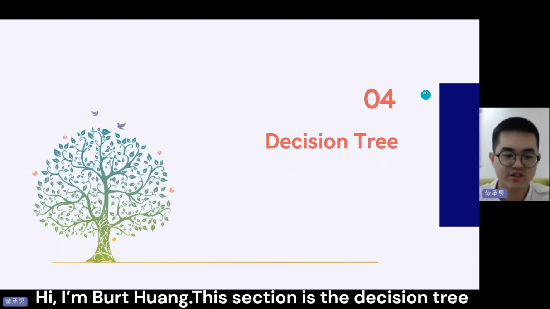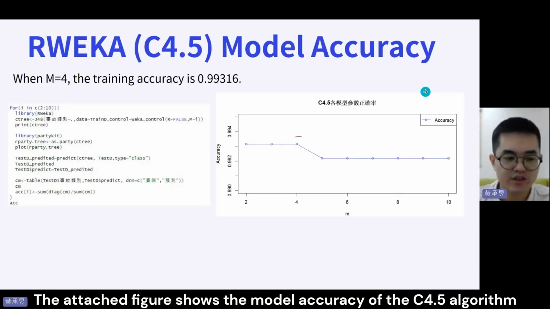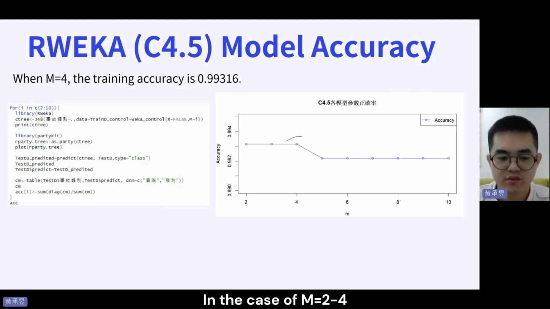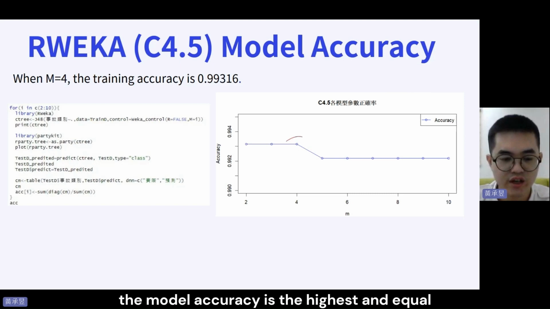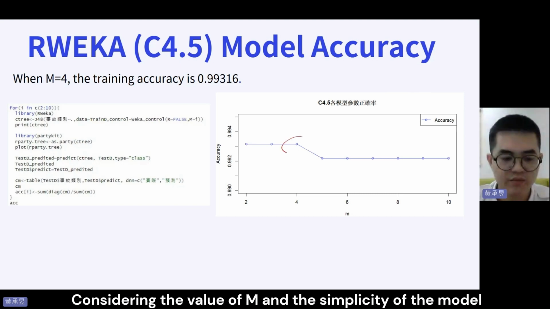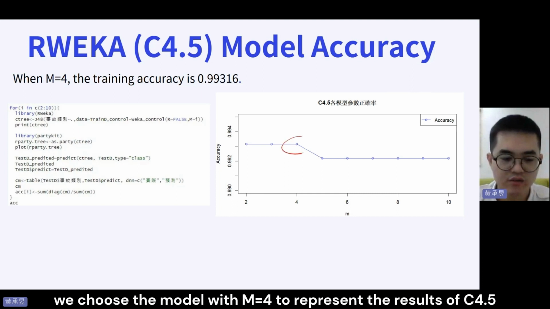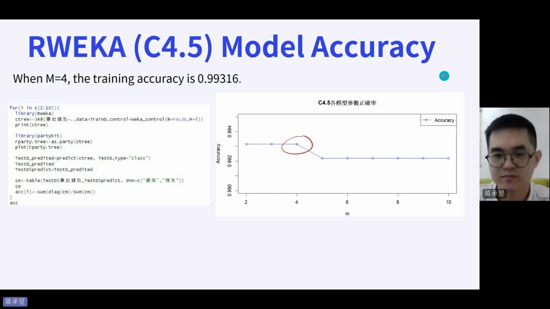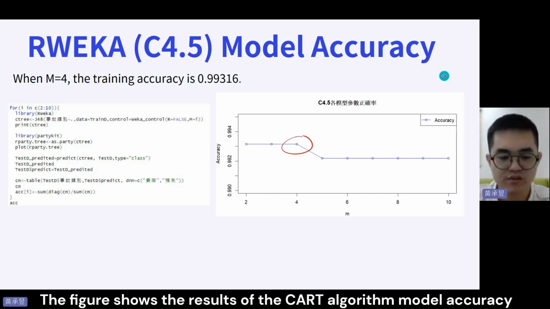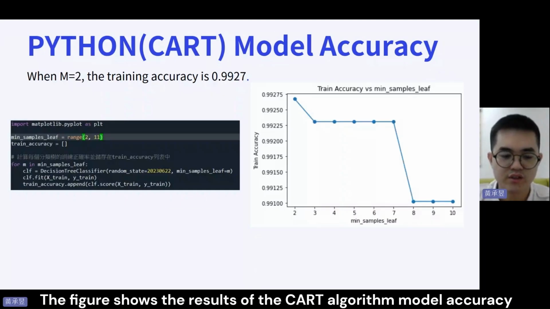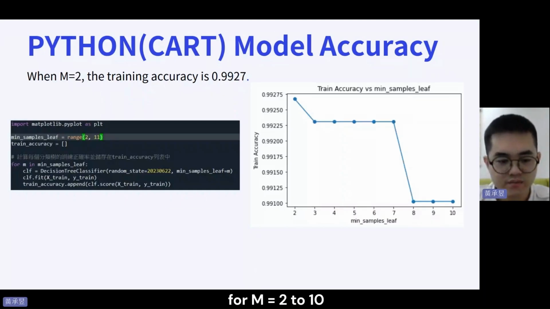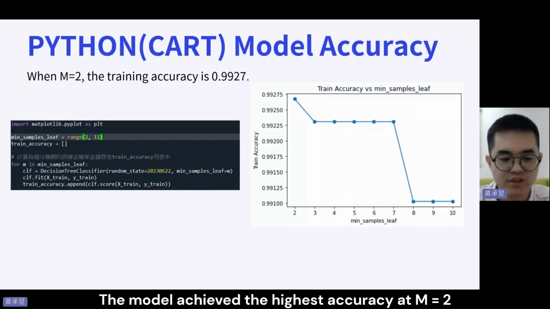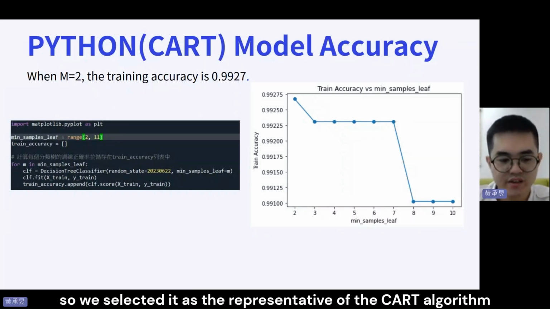Hi, I'm Bert Wang. This section is the decision tree. The attached figure shows the model accuracy of the C4.5 algorithm. In the case of n equals 2 to 4, the model accuracy is the highest and equal. Considering the value of n and the simplicity of the model, we choose the model with n equals 4 to represent the results of C4.5. The next figure shows the results of the CART algorithm model accuracy for n equals 2 to 10. The model achieved the highest accuracy at n equals 2, so we select it as the representative of the CART algorithm.